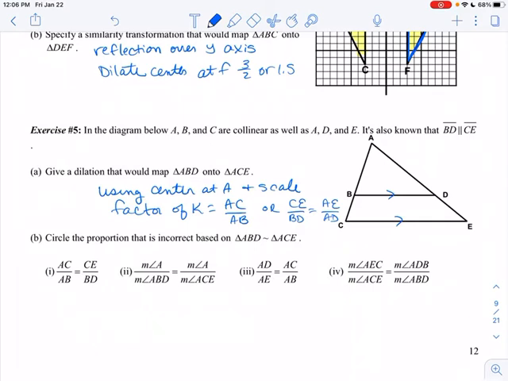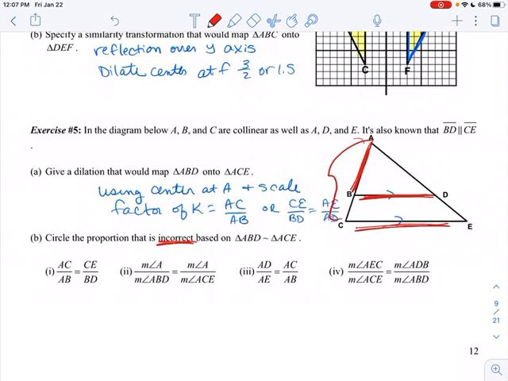All right, and the last question right here: circle the proportion that is incorrect based on the fact that my triangles are similar to each other. So the first one says AC over AB. All right, so you're going to have to go through each one of these. AC is this whole left side over AB, which is the top left. And then it says CE, which is the base, over BD, which is this base. Right? And I'm looking for incorrect. That's okay because that's consistent, so that one works.